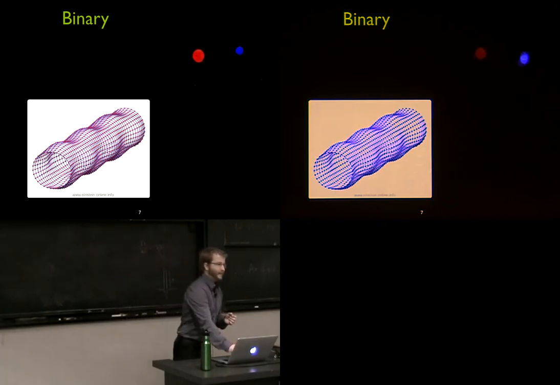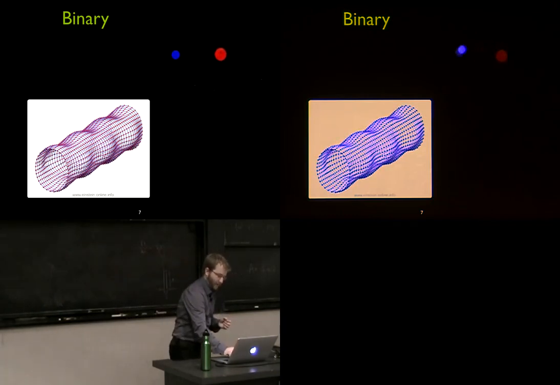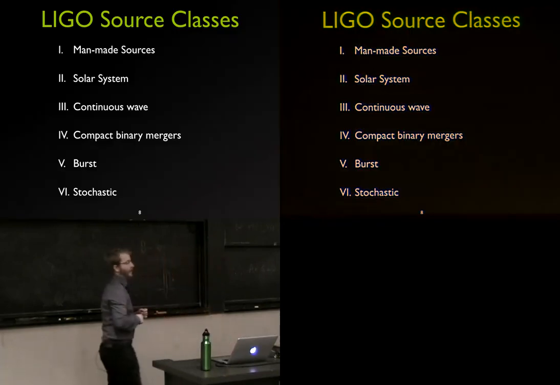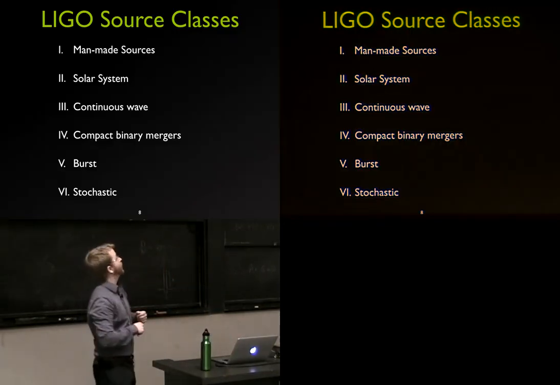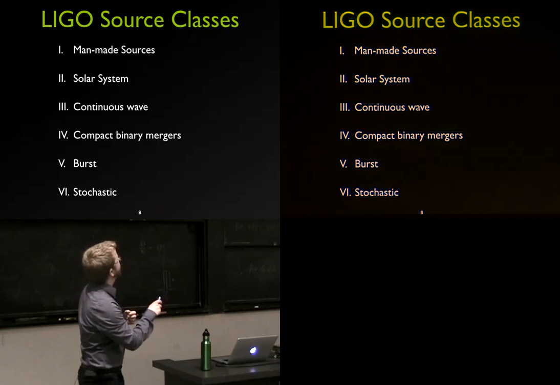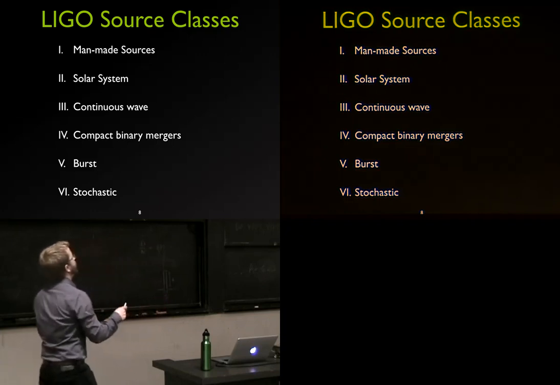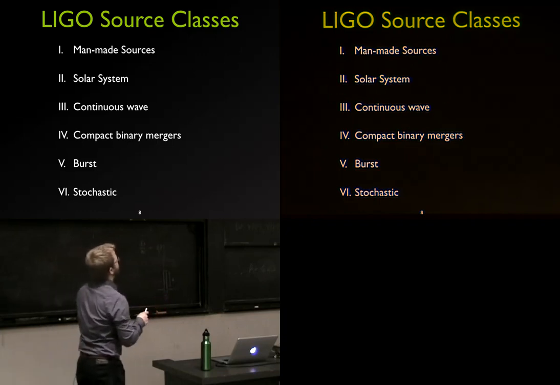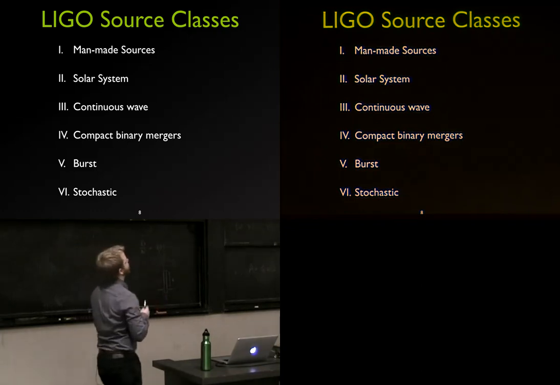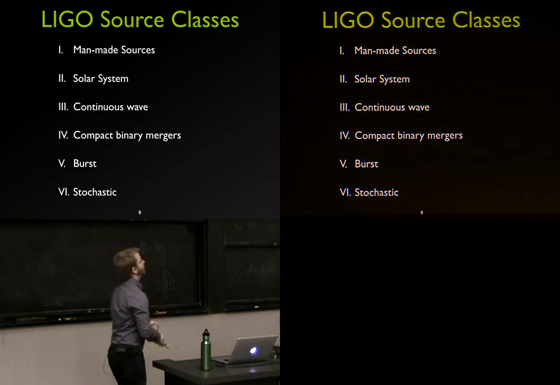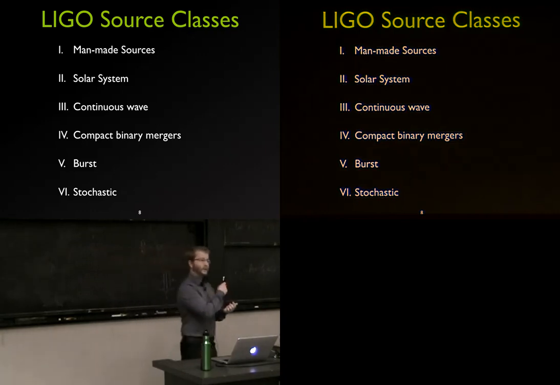Any other questions? All right, so let's get to sources. I've listed here 6 different sources. We have man-made sources, things in the solar system, and then things that may be a little opaque right now, but I'll go into more detail. Continuous waves, compact binary mergers, burst sources, and stochastic. So these are all maybe potentially sources of gravitational waves that we can hope to detect with LIGO.